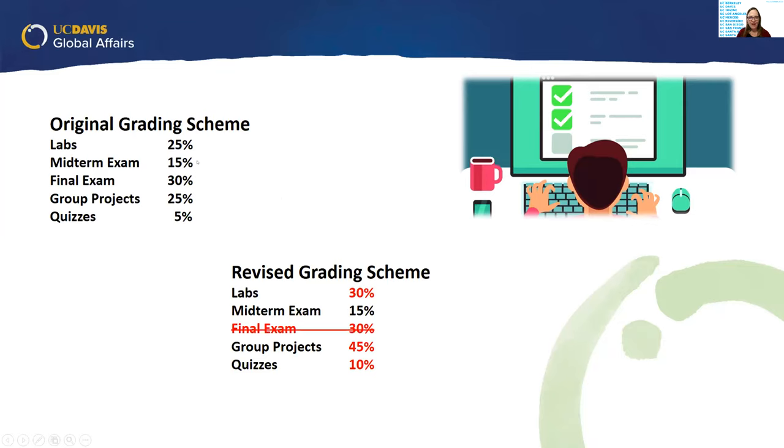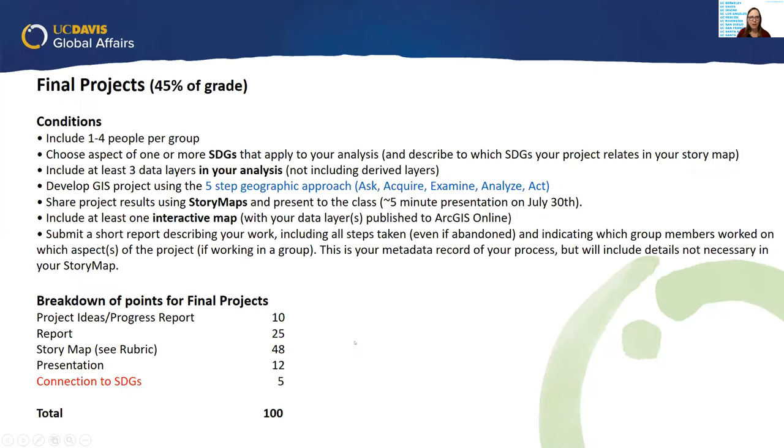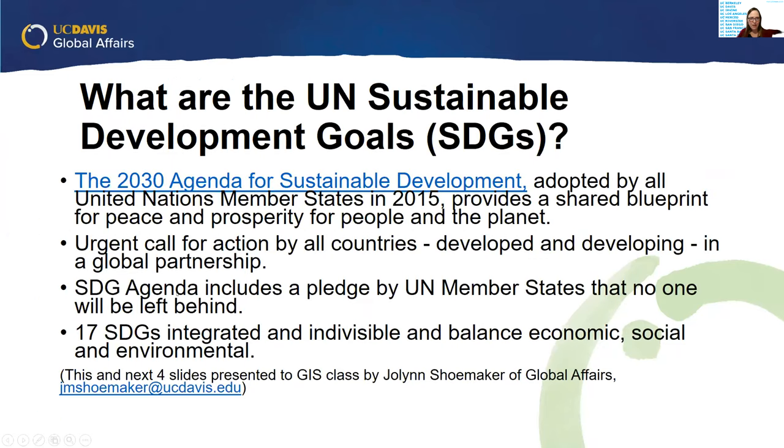Basically I had to make an interesting change. Instead of focusing on a final exam, after the midterm was such a disaster, I switched to changing the grading scheme. So final projects became a very huge part of the grade. This also included the sustainable development goals being a big part of the projects. And here's the grading breakdown, but I'm not going to get into all that in the interest of time.